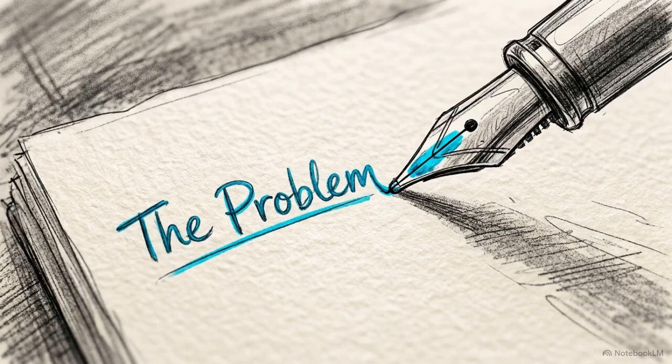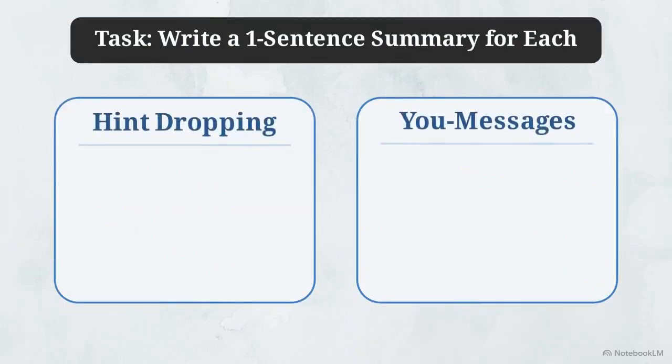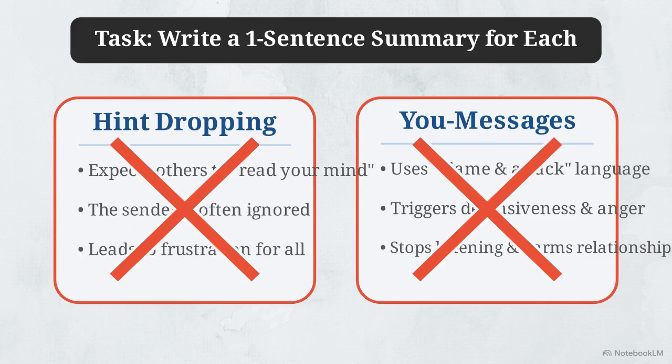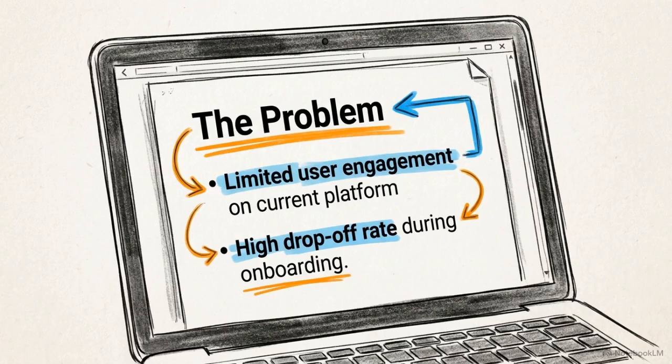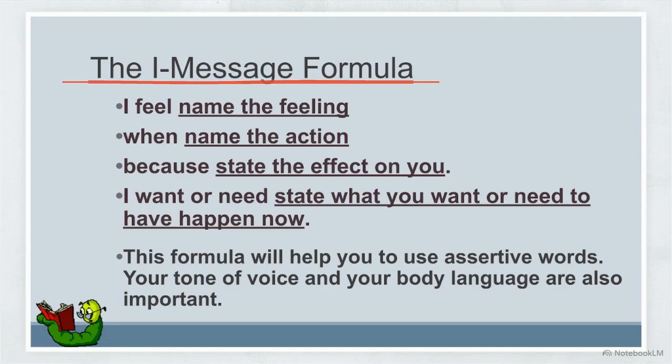Create a section on your page titled The Problem. Write a brief one-sentence summary for both hint dropping and you messages, explaining why they break down in practice. Clearly defining the mechanics of bad communication is required before you can build a functional alternative. That brings us to the core solution.